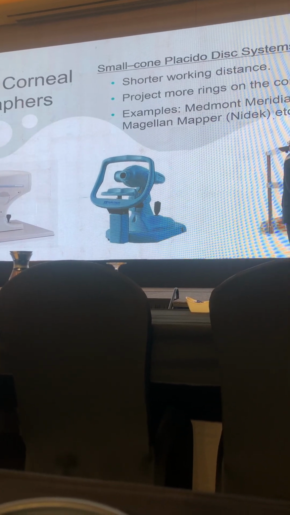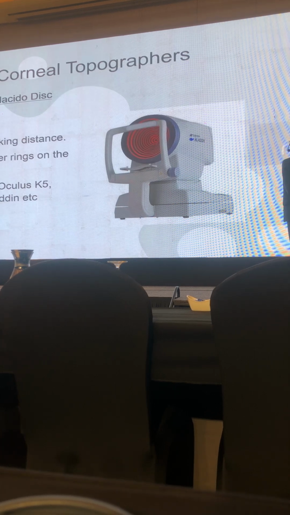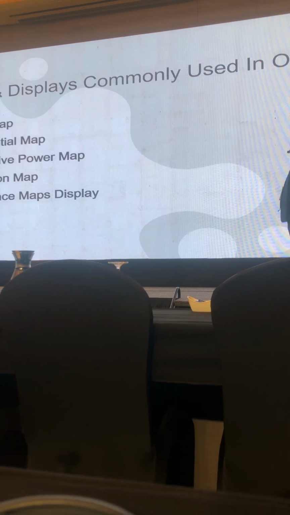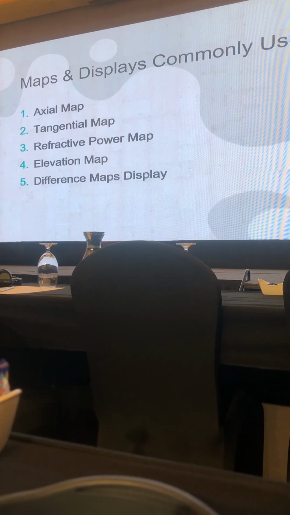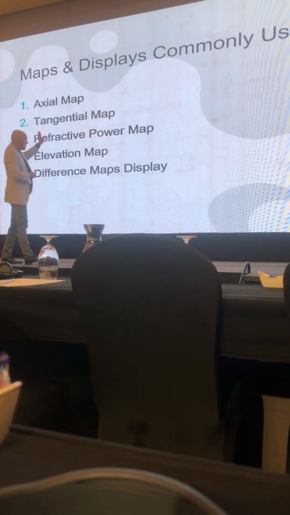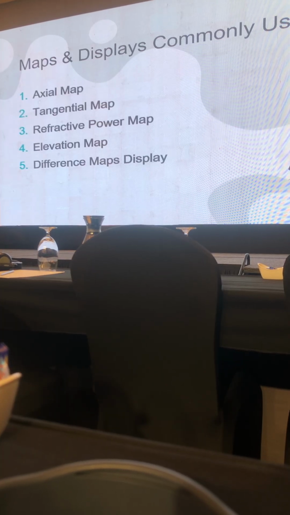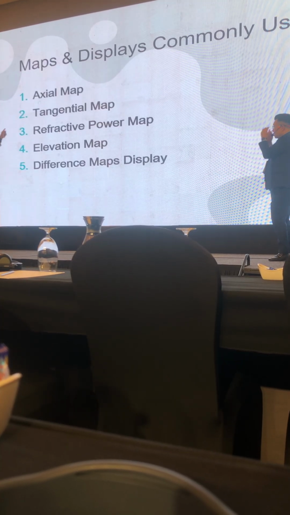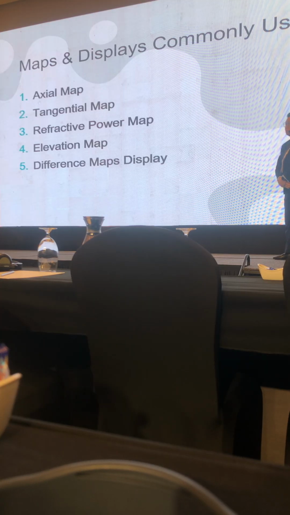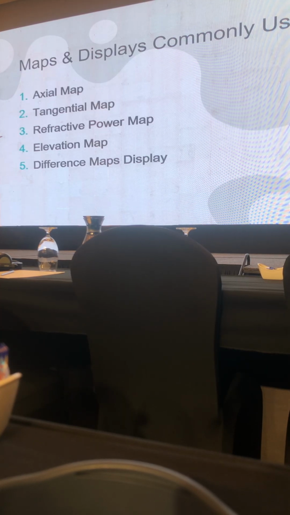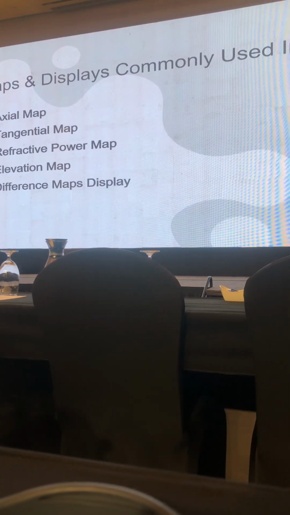The big Placido system. Right. This is the most important part. As an orthokeratologist, there are five display maps which we need to understand, namely the axial map, tangential, refractive power, not so common, elevations, and the difference maps displayed.